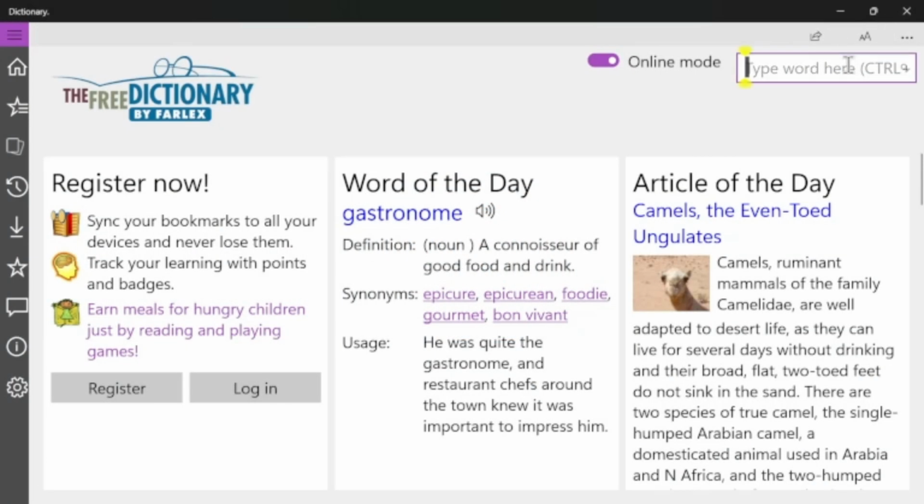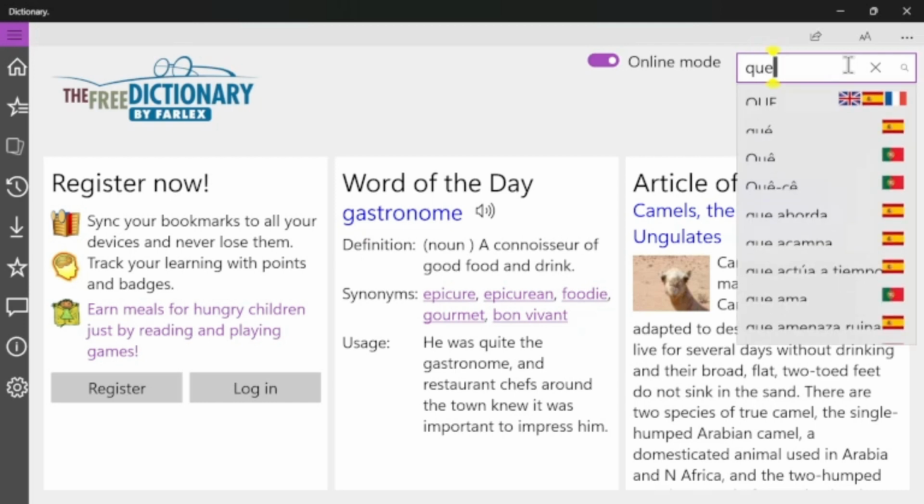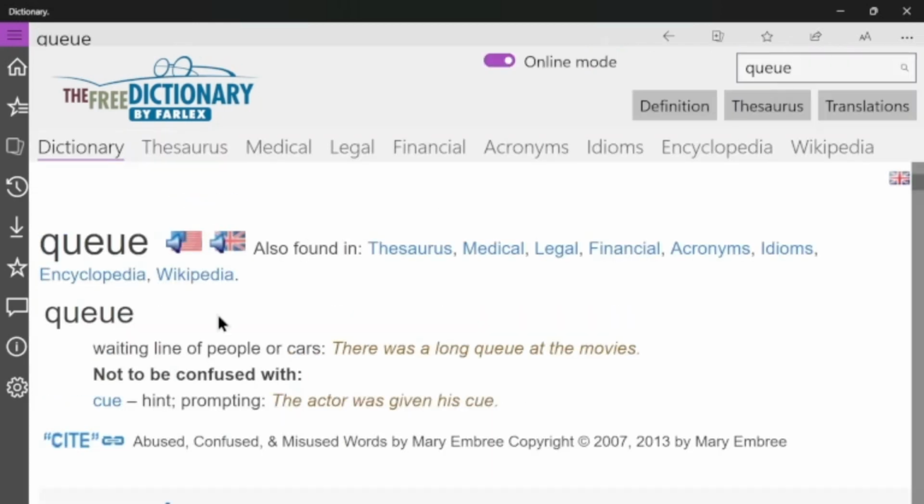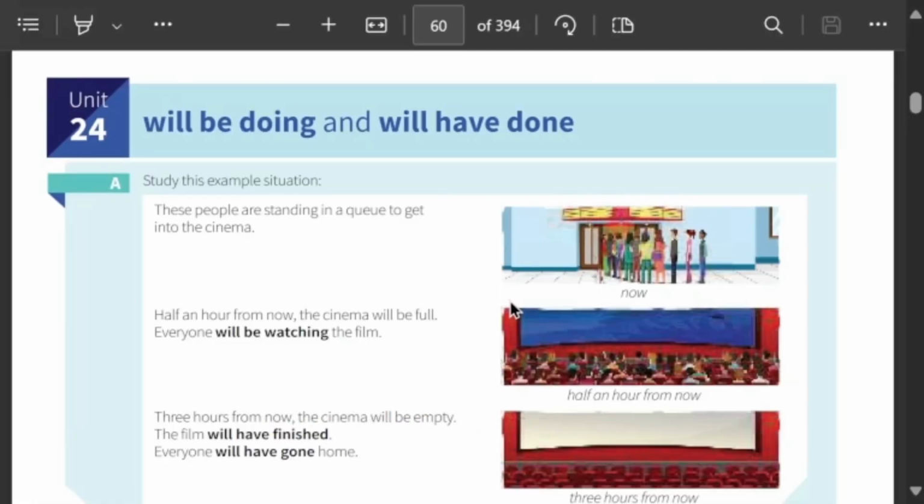How do we spell it? Q, Quebec, U, E. Like this, very strange, you see? It's a strange spelling. This is a waiting line of people, you see? Then the other one was C-U-E. This is a hint. We have learned both of these words. C-U-E-T? No. C-U-T-E. Yes, that's another one. Cute. Okay, so this is a queue with Quebec.